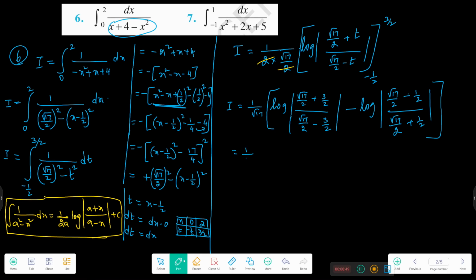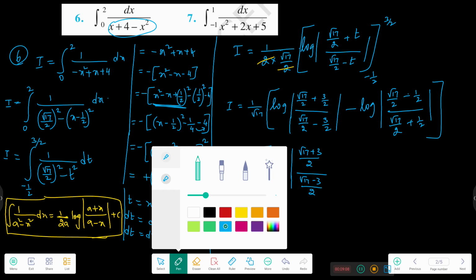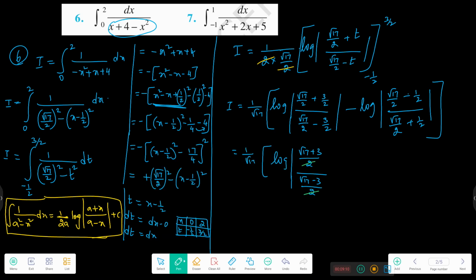Before that, let's simplify. Root 17, what you can write? Log with common base, so the 2 you can cancel. Root 17 plus 3 divided by 2, and here also root 17 minus 3 divided by 2, the 2 you can cancel. In the same manner I will do there also. So what am I getting? Log of root 17 minus 1 divided by 2, whole divided by root 17 plus 1 divided by 2. And here also 2 cancel.